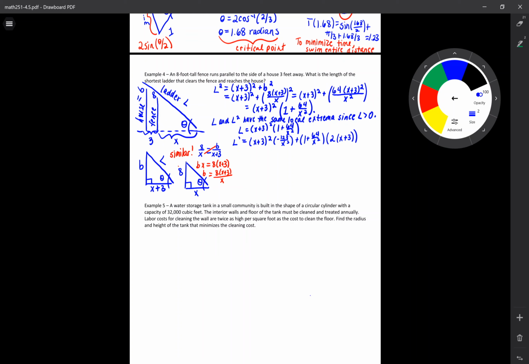So it looks like from both of these terms, I can factor out an x plus 3. When I do that, I am left with 1 times x plus 3 on this first set times negative 128 over x cubed, plus 2 times this 1 plus 64 over x squared. And I'm actually going to simplify this second set to 2 plus 128 over x squared.